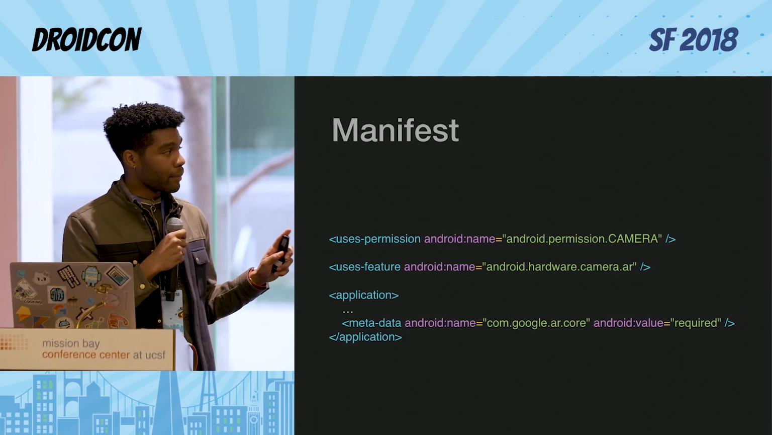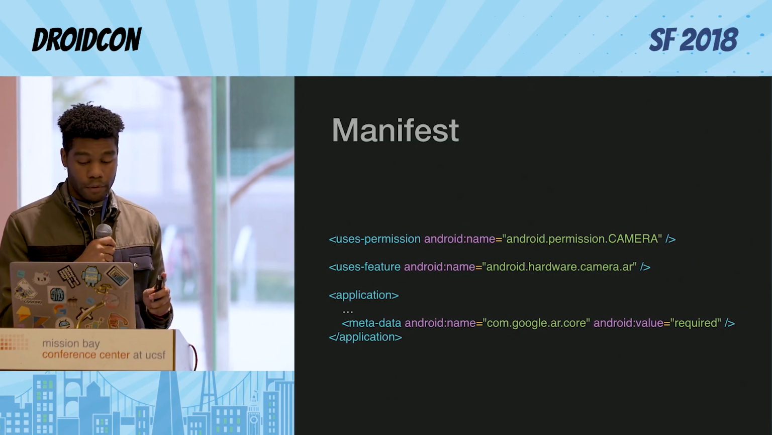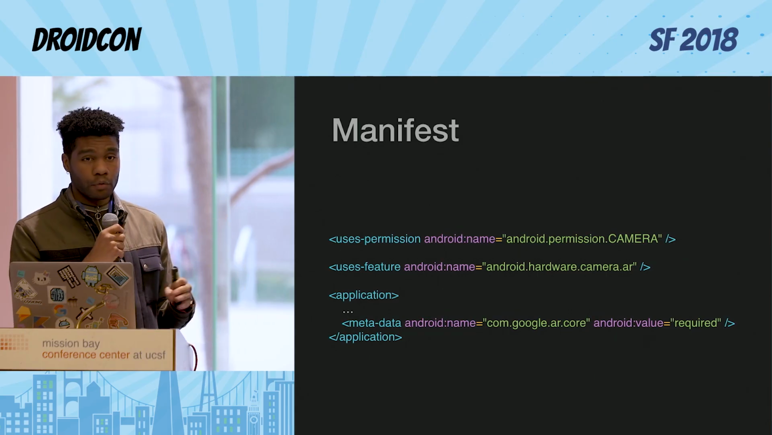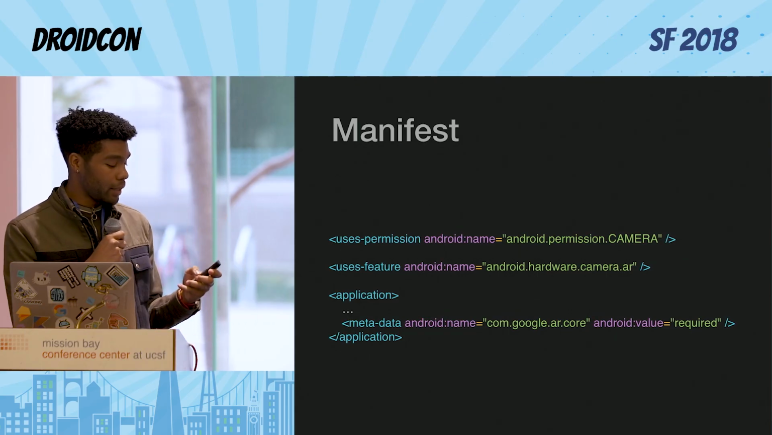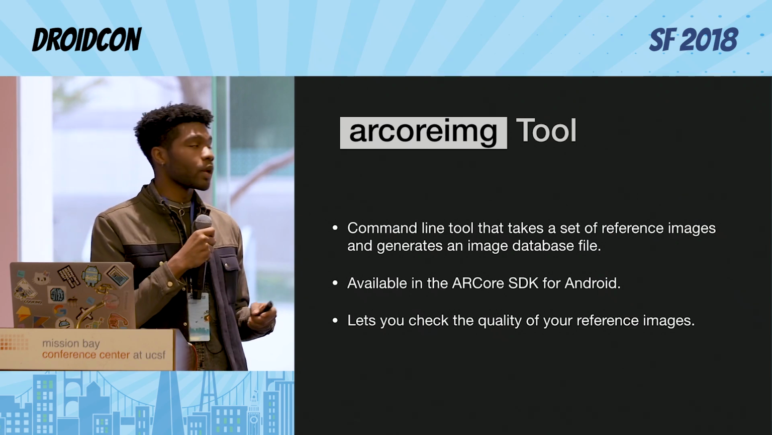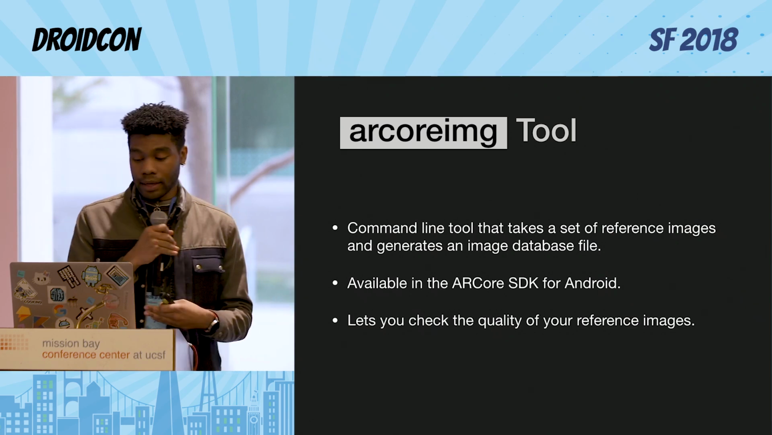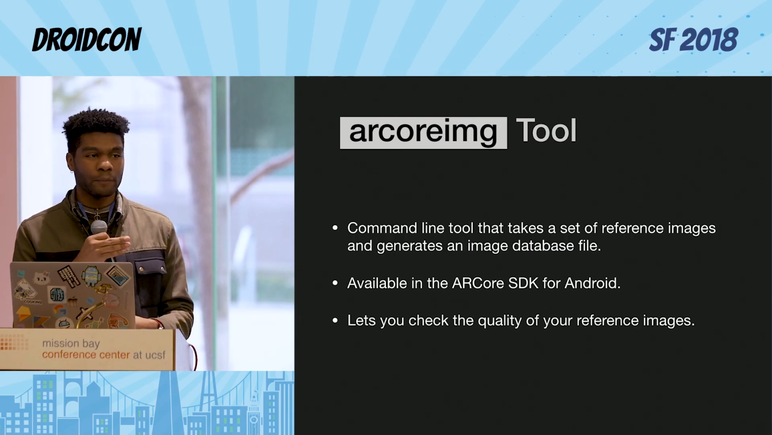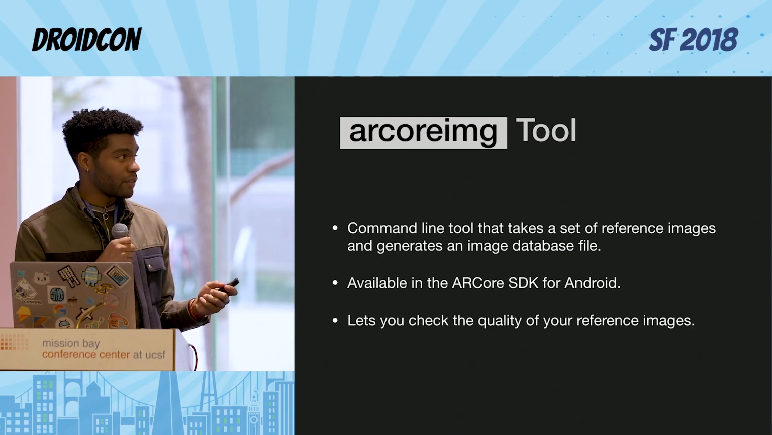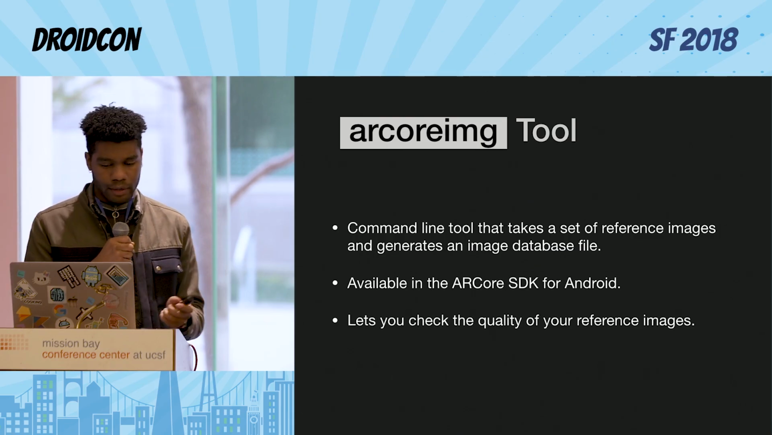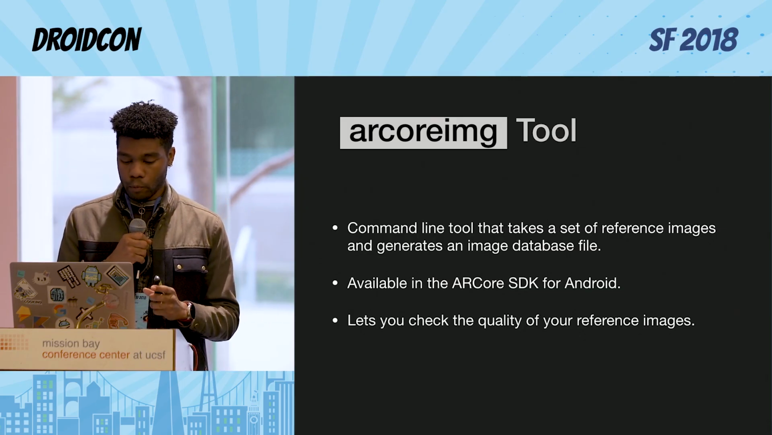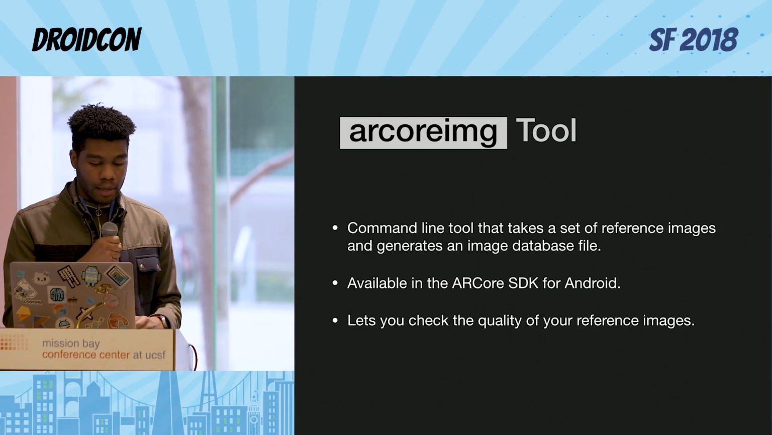And now we're going to be able to use ARCore and the SceneForm plugin as well as SceneForm. But there's one more thing that comes with the ARCore SDK, and that's going to be the ARCore image tool, which is a command line tool that allows you to take a set of reference images and generate an image database file. We're going to talk about an image database file in a couple slides from here, but it's a very important step when it comes to doing augmented images.